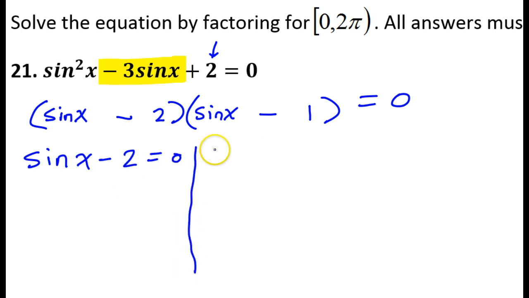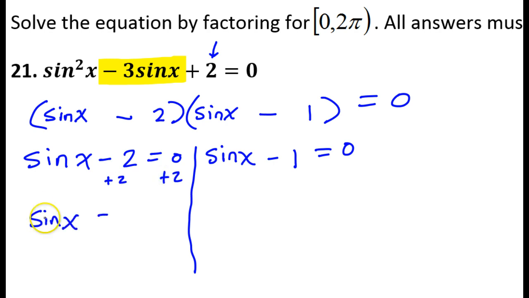Okay, that will give us one solution, and this will give us another solution. So solving this, of course, I'm just going to add 2 to both sides. So sine x equals 2. And similarly, adding 1 to both sides, sine x equals 1. Now, time to get our solution.